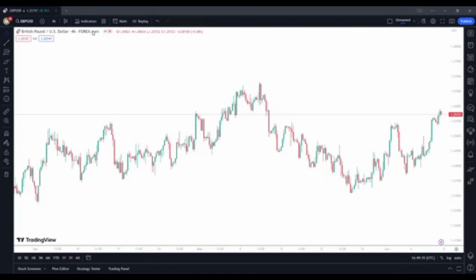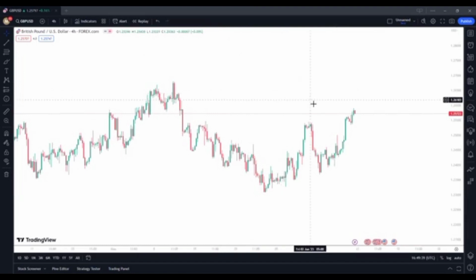Okay, so I promised us that we are going to be doing a practical example on support and resistance. So that is what we are going to be doing now. So this is TradingView. I think I made mention of it that we are going to be using TradingView to do our analysis.